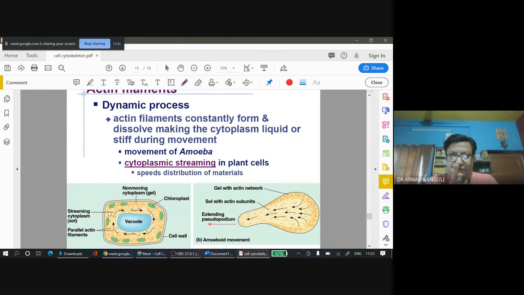So when you study locomotion in amoeba, you have the outside region of the cell, a gel-like actin network that is known as gel. And these actin dimers dissolve and become solubilized and become sol, these little dots. The moment it becomes sol, it becomes liquid. And the moment it polymerizes and forms actin filament, the outside is a jelly-like structure, solidish.